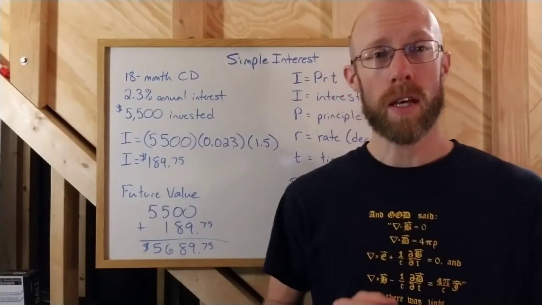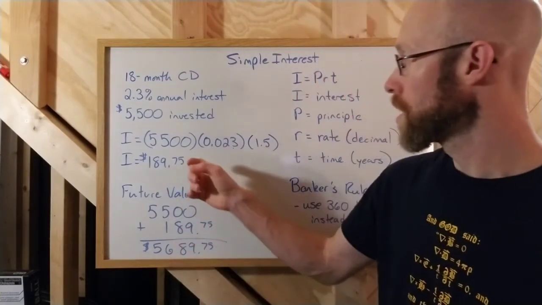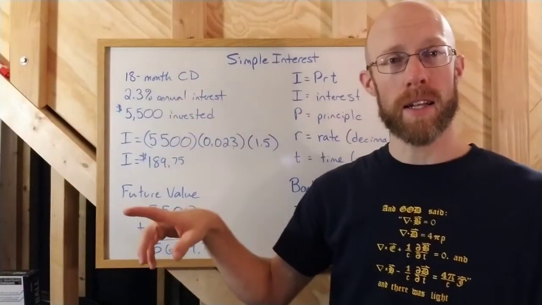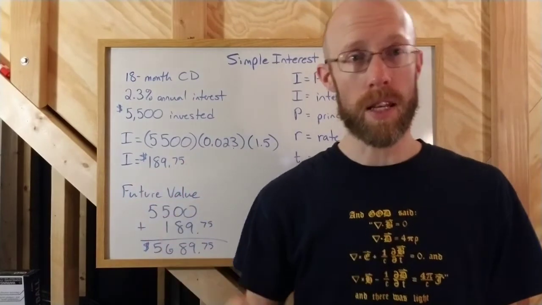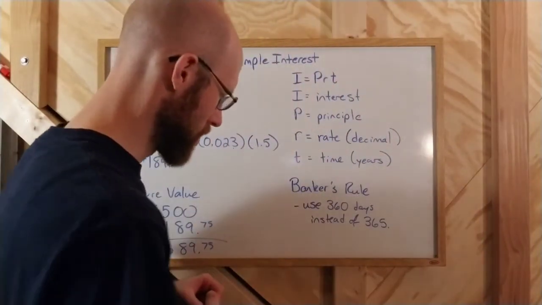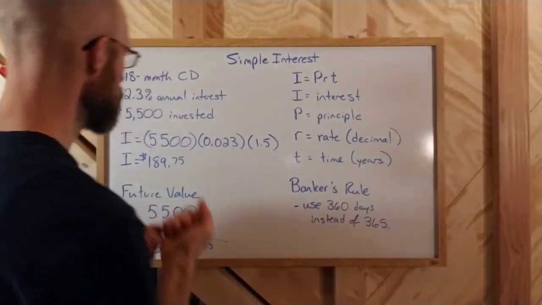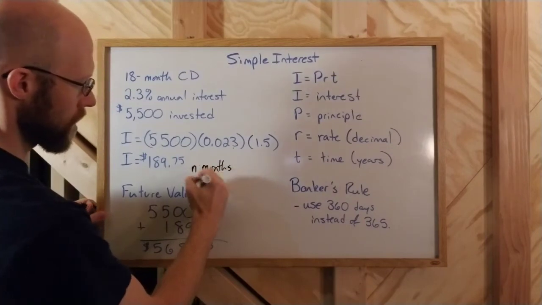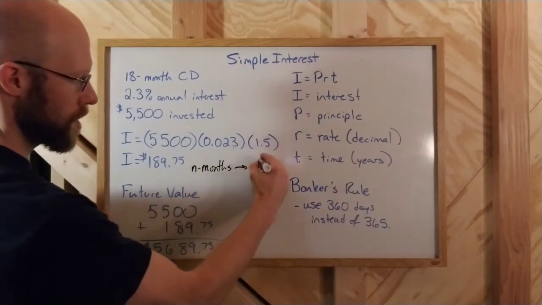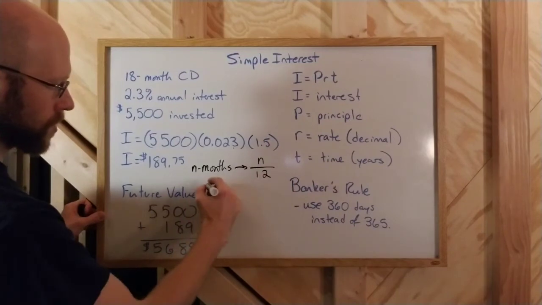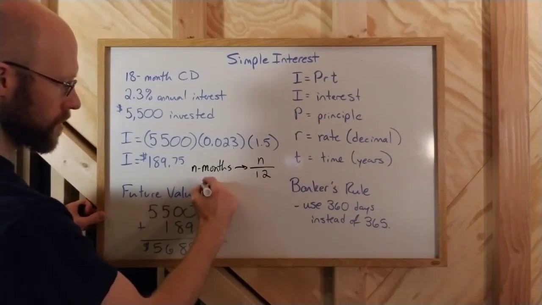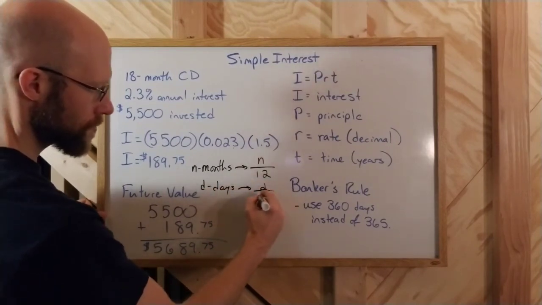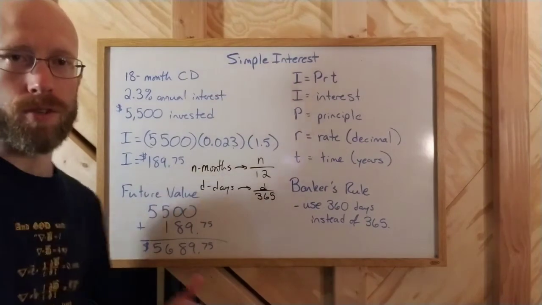Now, generally speaking, to convert a non-year time period, you divide by the number of that unit in the year. If that's a weird way to say it, I apologize. But basically, if you're given n months, let's say, then you convert that by putting n over 12. If you're given, let's say, d days, then you would put d over 365, because there's 365 days in a year.